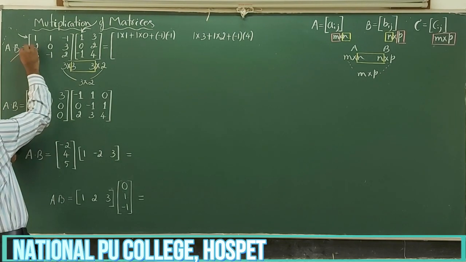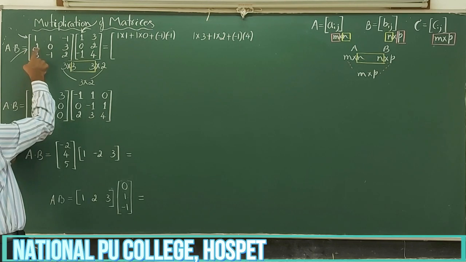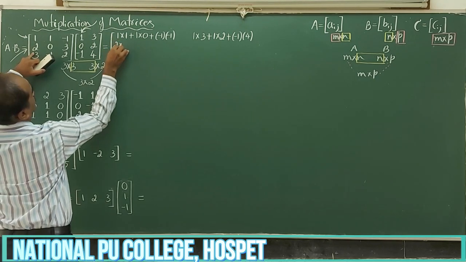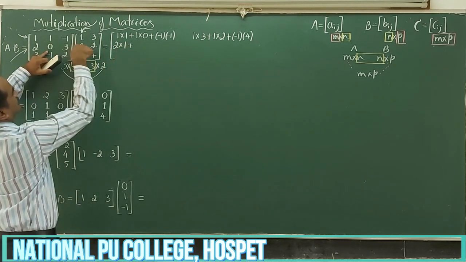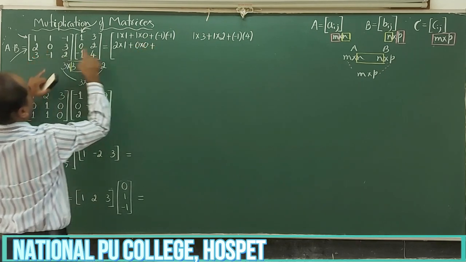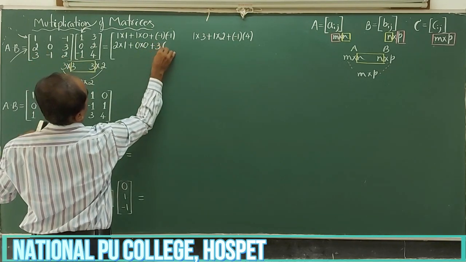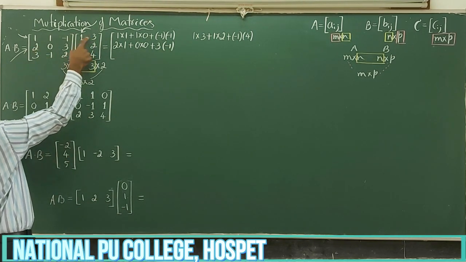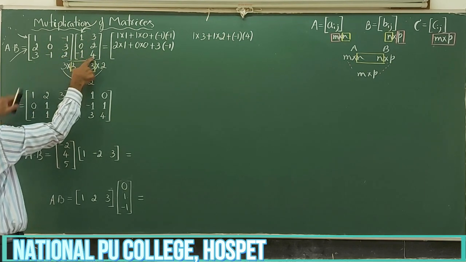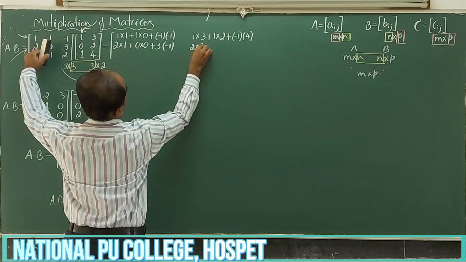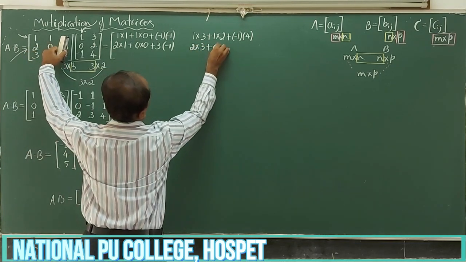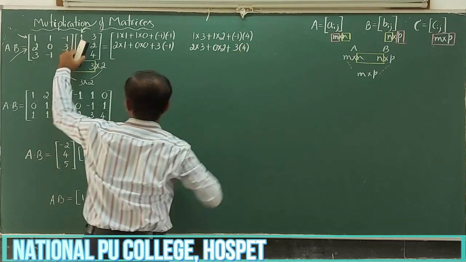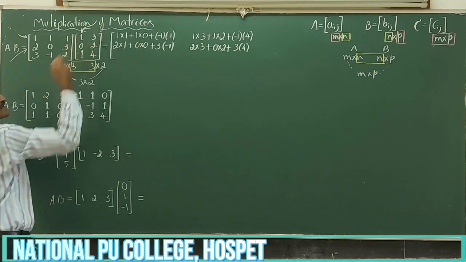Repeat this by taking second row elements. 2, 0, 3, 1, 0, minus 1. So 2 into 1 plus 0 into 0 plus 3 into minus 1. Now second row, second column. What are the pairs? 2, 3, 0, 2, 3, 4. So 2 into 3 plus 0 into 2 plus 3 into 4. All columns are exhausted here.